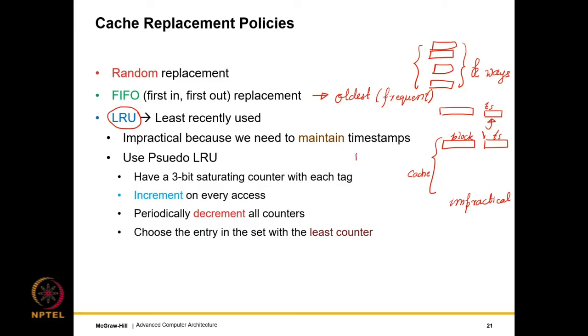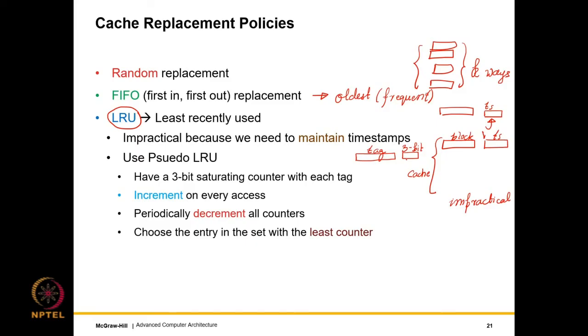Along with each tag, we have a 3-bit saturating counter, or a 4-bit, a k-bit saturating counter, right? It doesn't matter, 2-bit, 3-bit, 4 bits. On every access, we increment the saturating counter. This shows the recency: something that is more recently used will have a higher value of the counter. But over time, ultimately all the counters will saturate. This is not what we want, right?